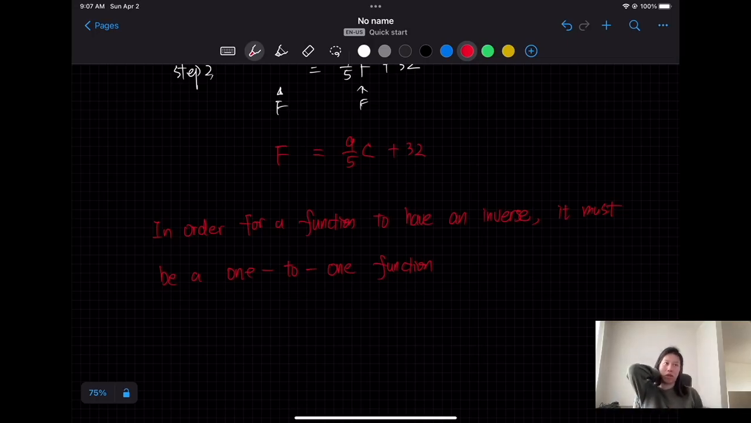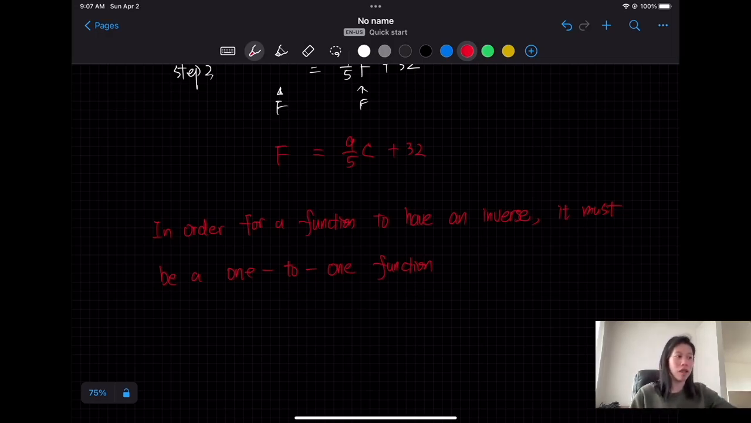Earlier, in chapter 1.1, we talked about what is a function and what is a one-to-one function, and we introduced the horizontal line test and the vertical line test. Remember, to be a one-to-one function, you have to pass the horizontal line test. Oh, sorry. A vertical line test is to determine whether you're a function or not.